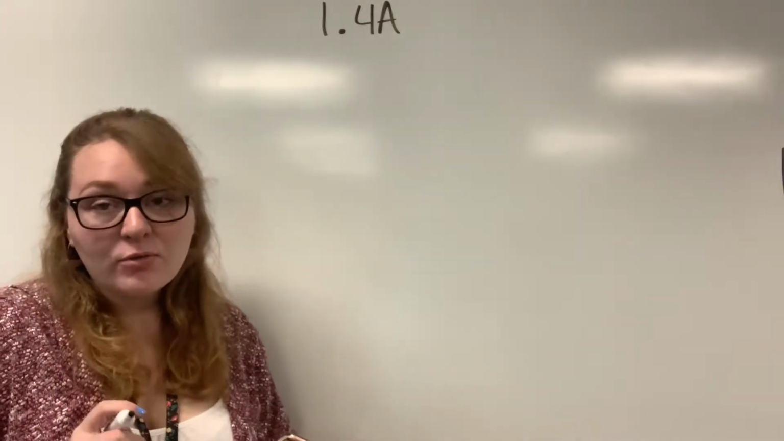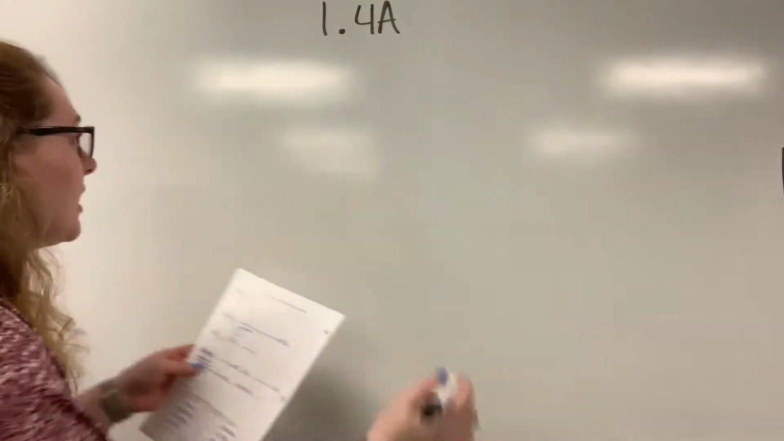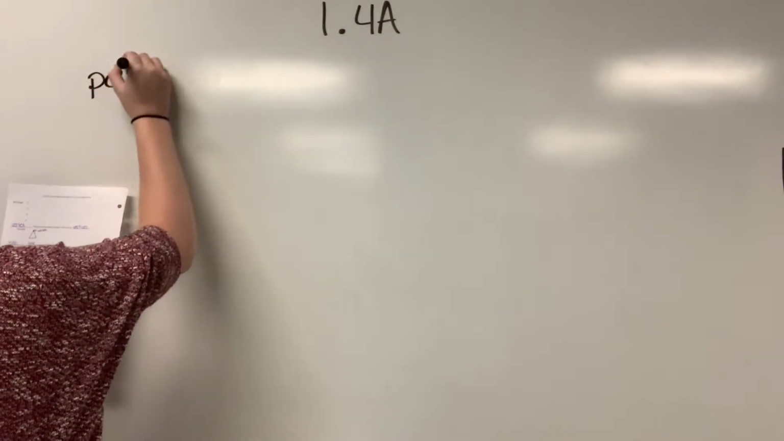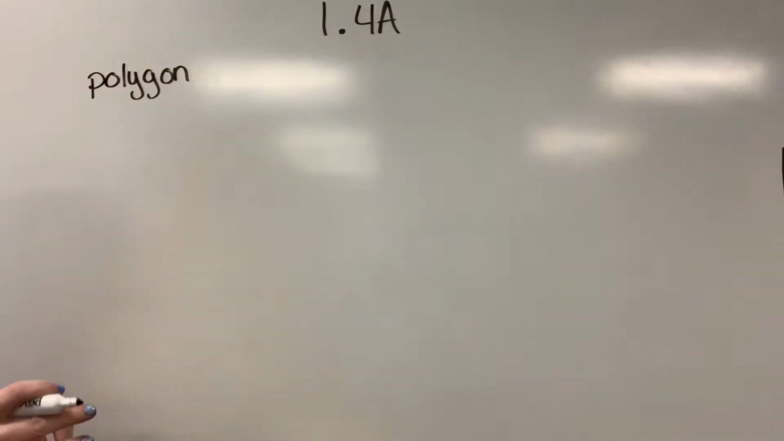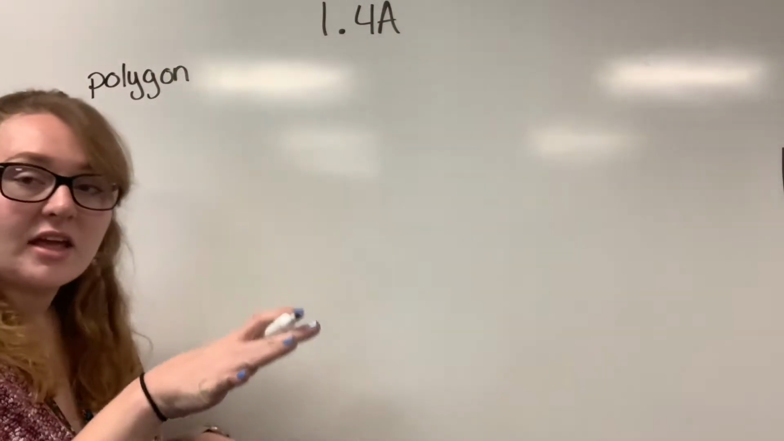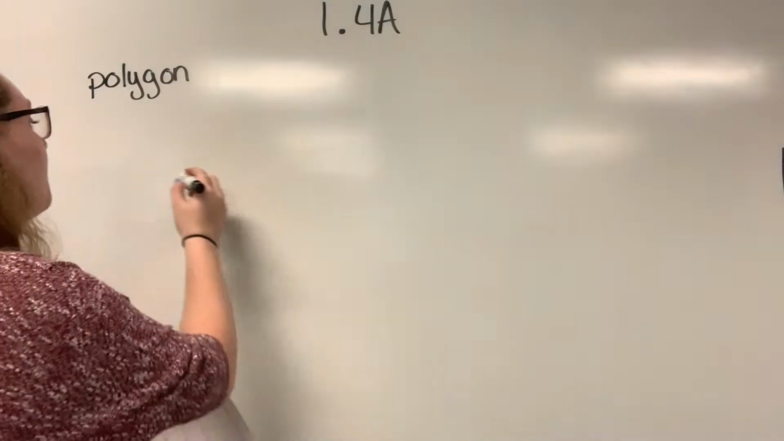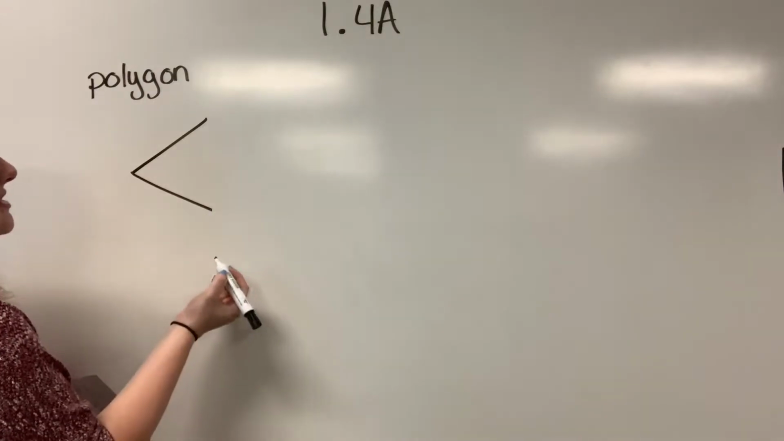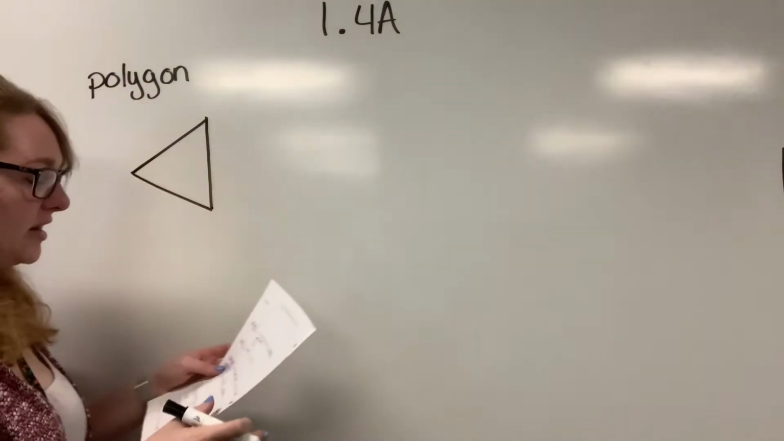Okay, so today we're going to be talking about polygons. So a polygon, and I'll write this down for you. A polygon is a figure that is flat, like it could go on a piece of paper. It's flat, it is closed. So it can't look like this. It has to be closed. You cannot have an open side.